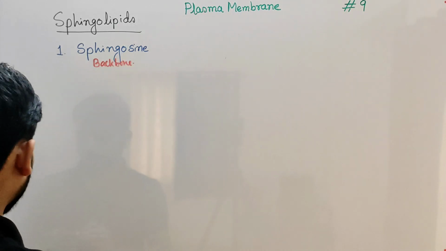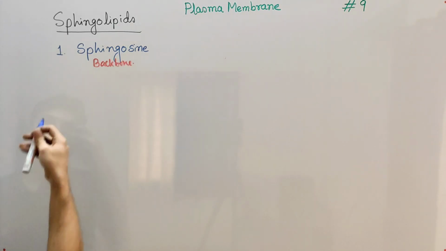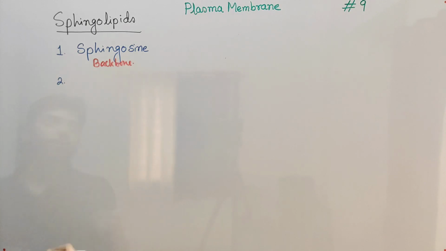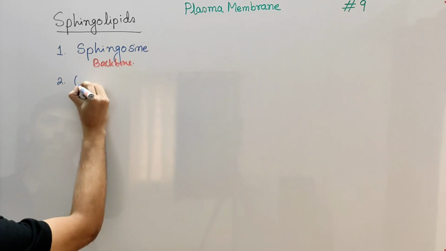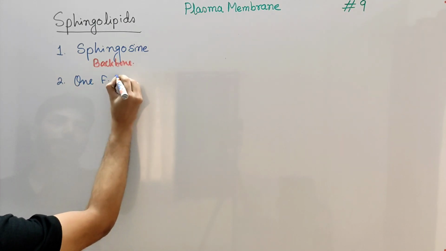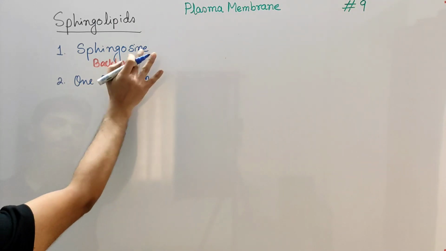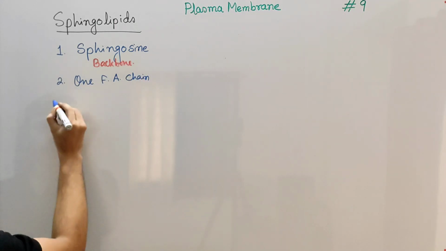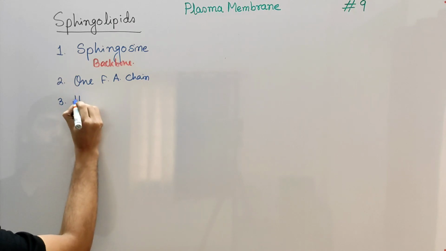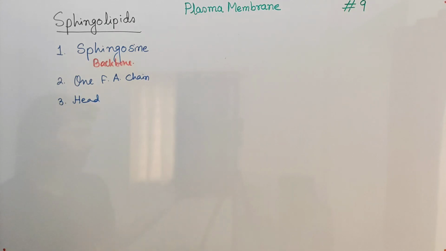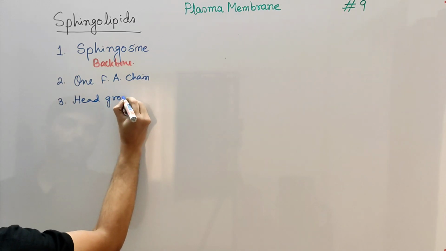Okay, remember this. The second component of sphingolipids is one fatty acid chain. So one fatty acid chain is attached with sphingosine. And the third component is the head group. Just like phosphoglycerides have alcohol head groups, sphingolipids also have head groups.